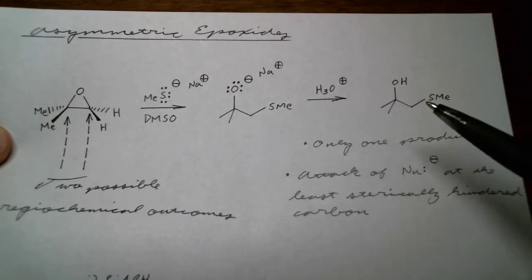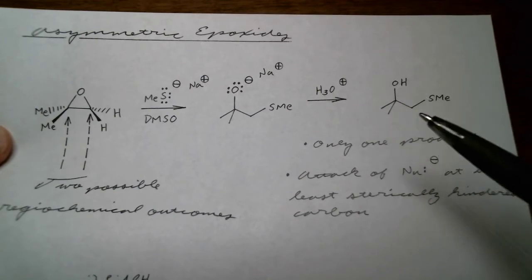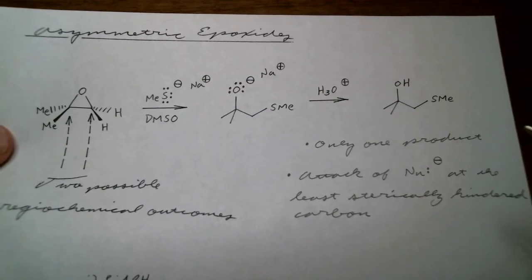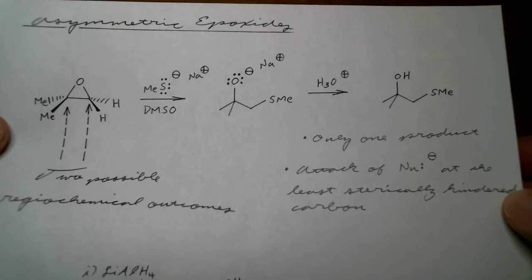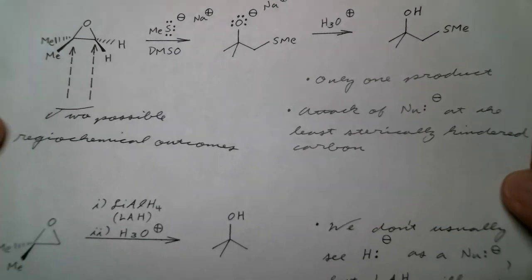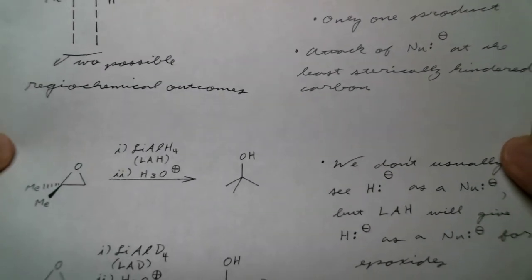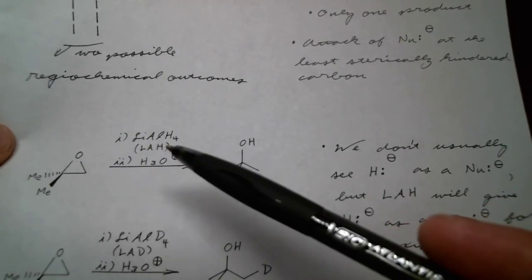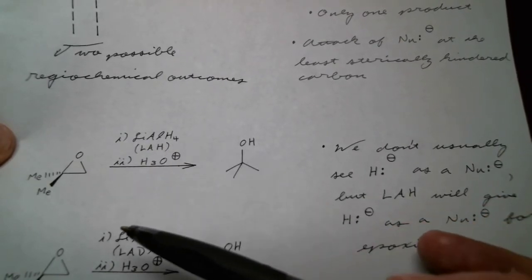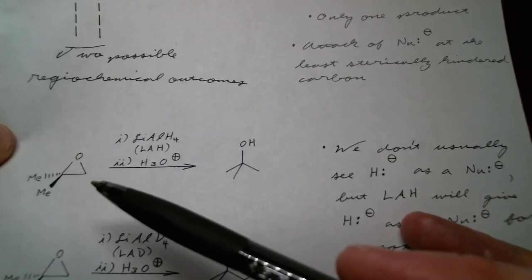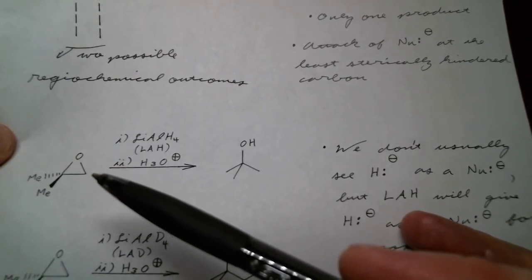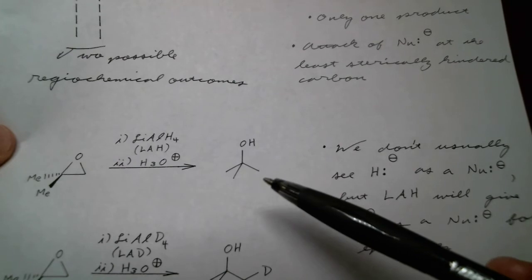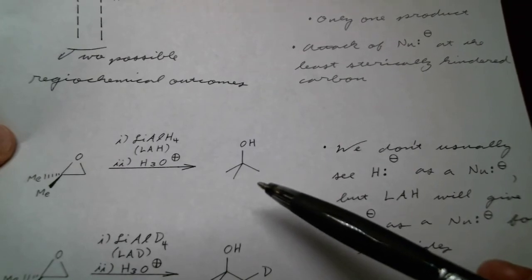After aqueous acidic workup, we get this tertiary alcohol. Only one product, so attack of the nucleophile at the least sterically hindered carbon is the preferred method. Similarly, you could actually open that epoxide with lithium aluminum hydride. It would deliver a hydride as a nucleophile. And in fact, after aqueous acidic workup, we would create tert butyl alcohol.